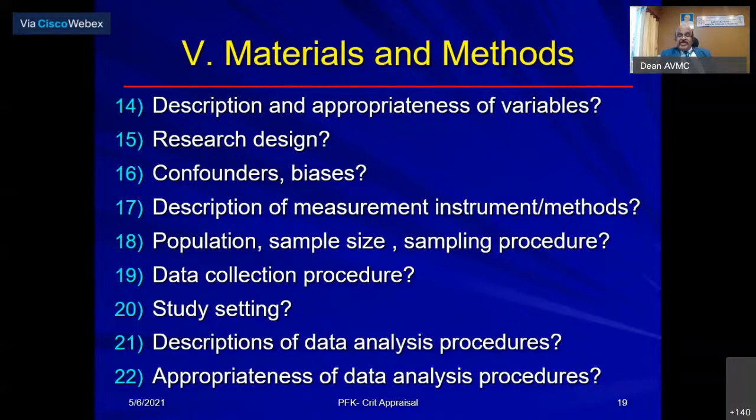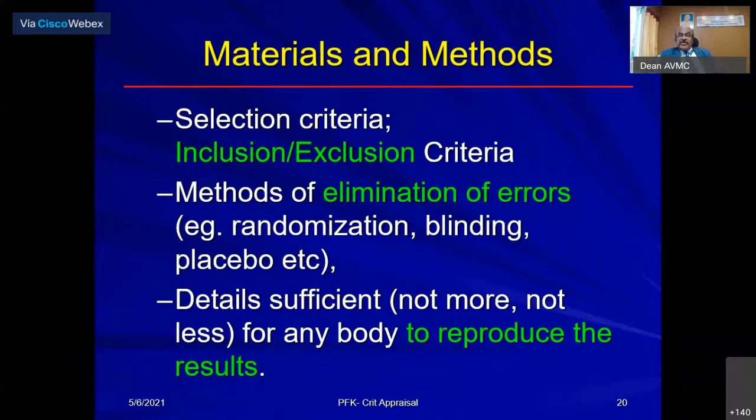So it should contain so much information, detail sufficient, not more, not less, by reading which a person with average intellect should be able to reproduce the results or repeat the study. This is in a very simplified way. I'm telling how much information the materials and methods should contain. That much, not more, sufficient to reproduce the results.